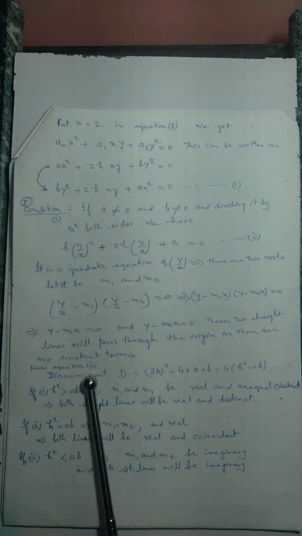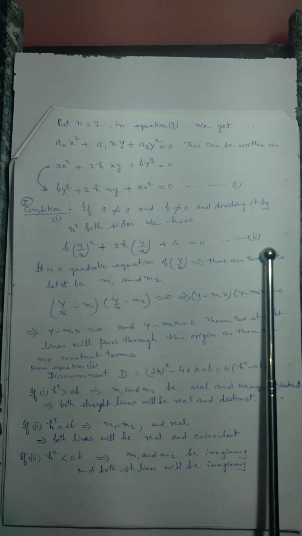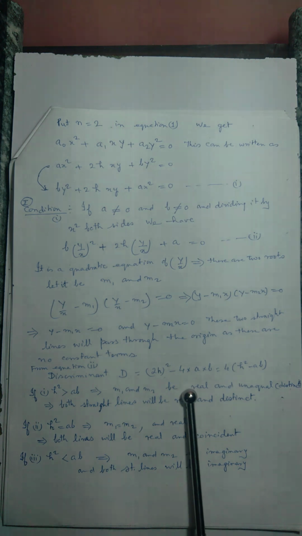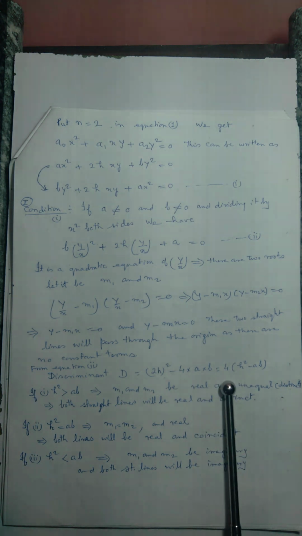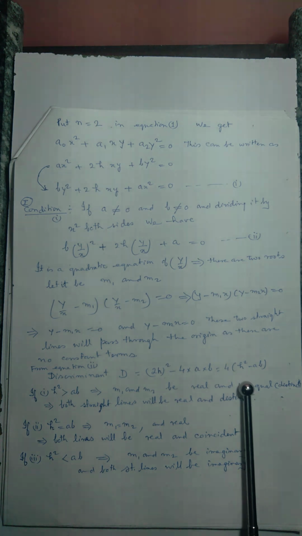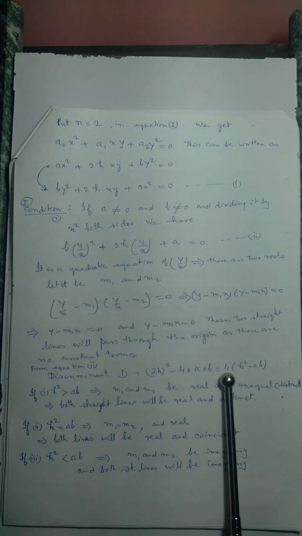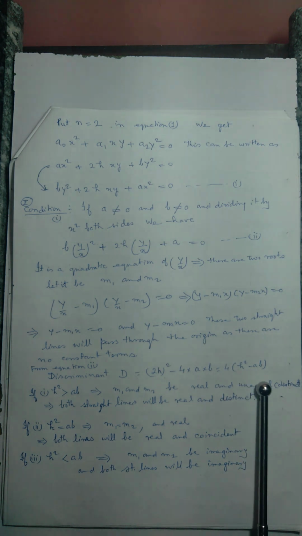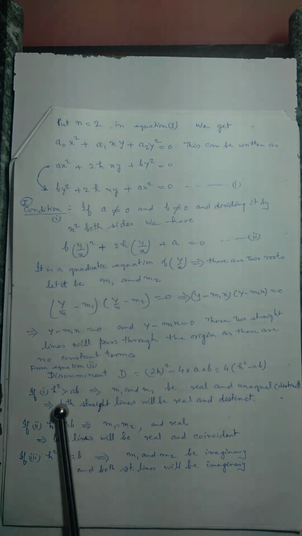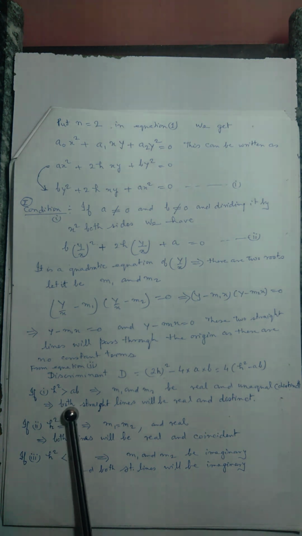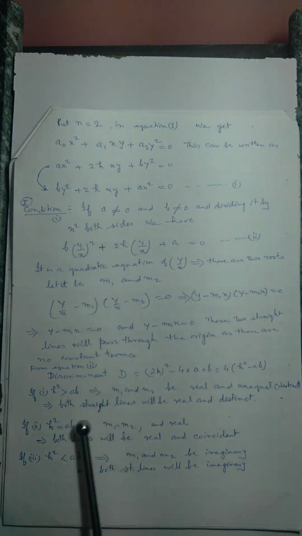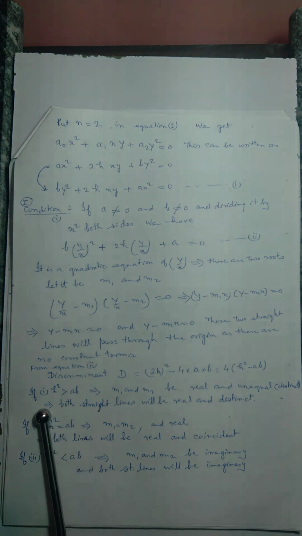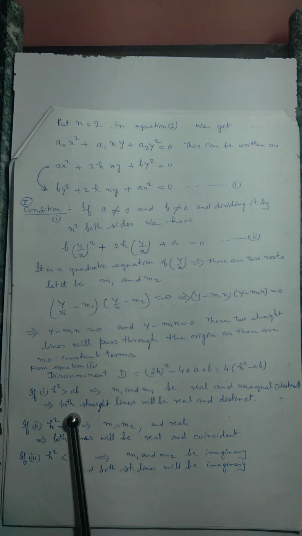From equation 2, the discriminant is (2h)² − 4ab, that is equal to 4(h² − ab), taking 4 common. Inside the bracket you will get h² − ab. So 4 cannot be equal to 0. Now you have to compare this h² − ab. If h² − ab is equal to 0 at that time, h² will be equal to ab, but here you just assume that h² is greater than ab.